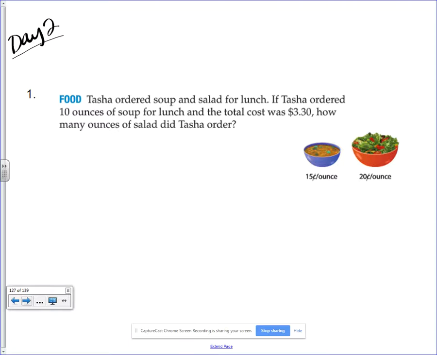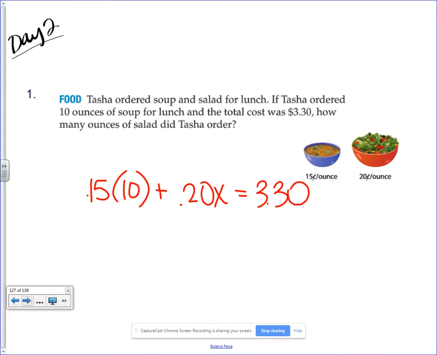Okay, so I know she's doing 15 cents for her soup, and she ordered 10 ounces. I don't know how many ounces of salad that she ordered, so I'm going to use X, but I do know that she spent a total of $3.30. That's the total, period, folks. That's how much money she spent. So just the $3.30 will go on that side. Okay, and then you will go ahead and solve that.